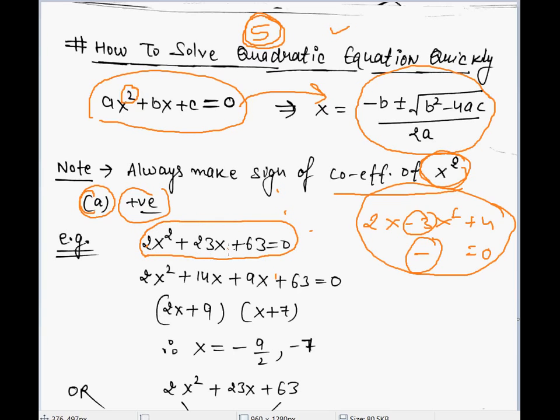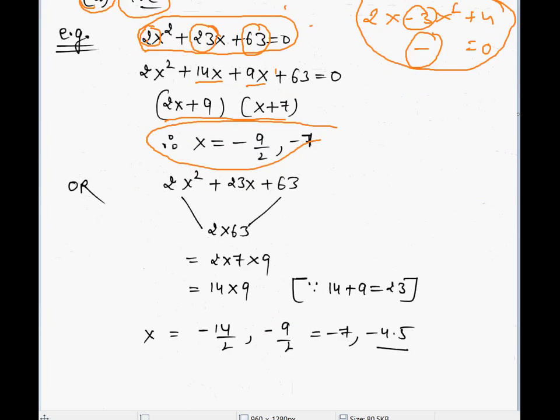2x square plus 23x plus 63 is equal to 0. We have to find the value of x. We can make factors such that whose sum is 23 and whose product is 63 multiplied by 2. If we think, we can make it like this, 14 plus 9, these factors will come out and this will be the answer. But it is not always possible in the exam to think like that.